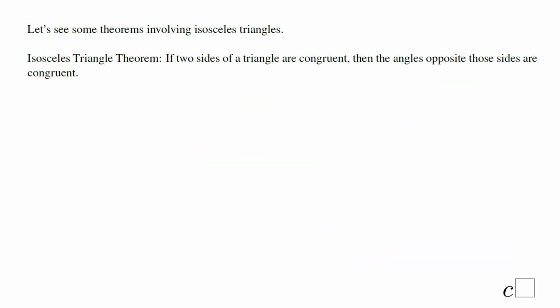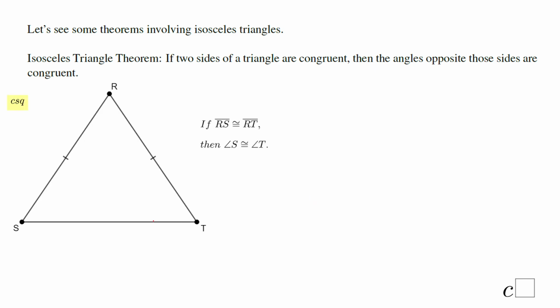Let's see some theorems involving isosceles triangles. The first one, the isosceles triangle theorem, says if two sides of a triangle are congruent, then the angles opposite those sides are congruent. I already used this theorem in a previous problem. That's what it says. You notice RS is congruent to RT, then these two angles are congruent. I think I just used it a couple of minutes ago.